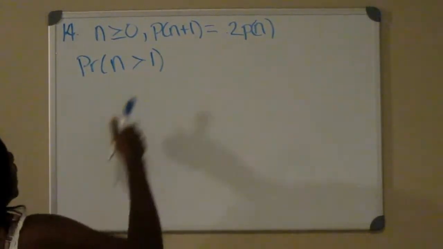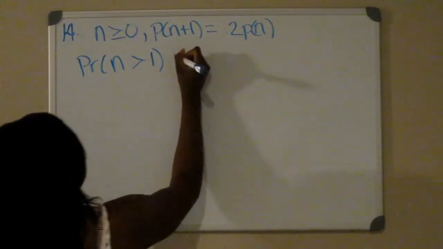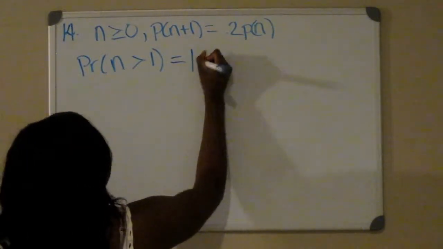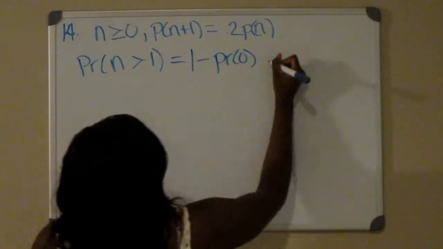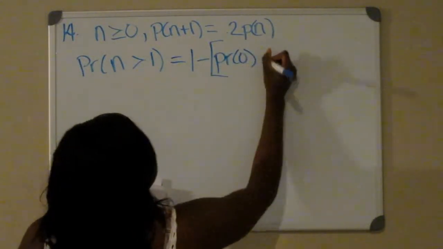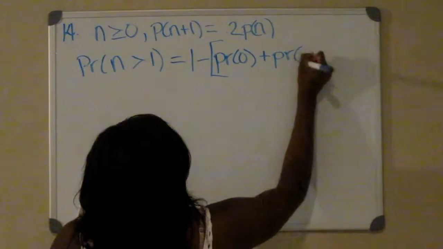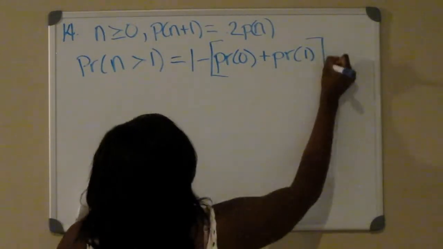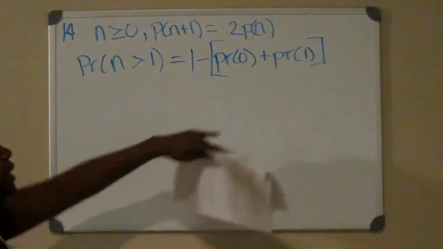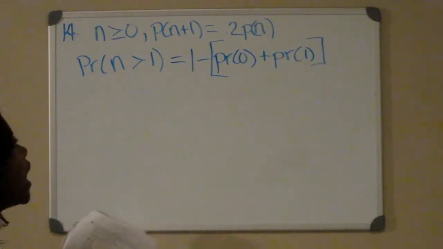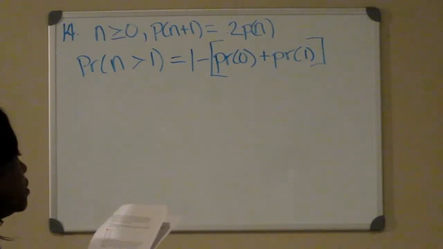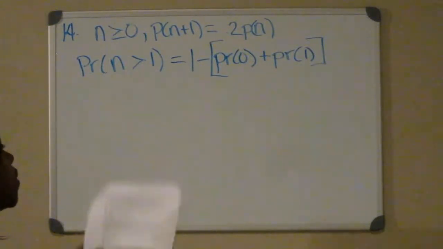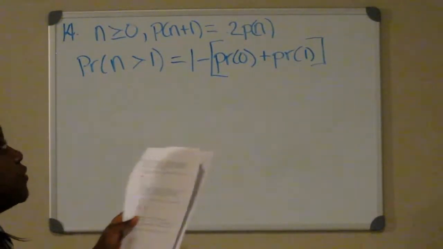So the probability that n is more than 1 is equal to 1 minus the probability that n is 0, and I like to do these all together, plus the probability that n is 1. Doesn't really matter how you do it, but I like to look at it like that. It's a lot cleaner. So we need to figure out what the probability of 0 is and the probability of 1 is.